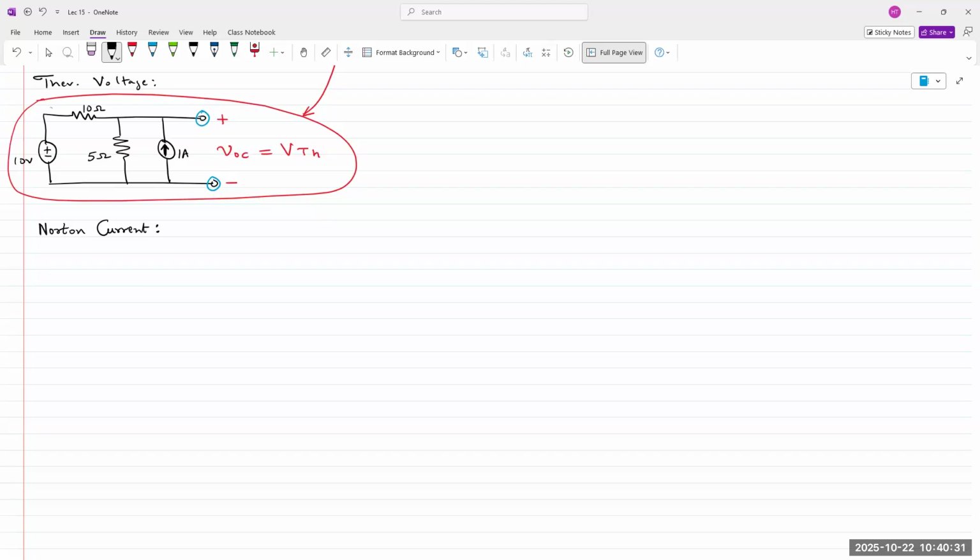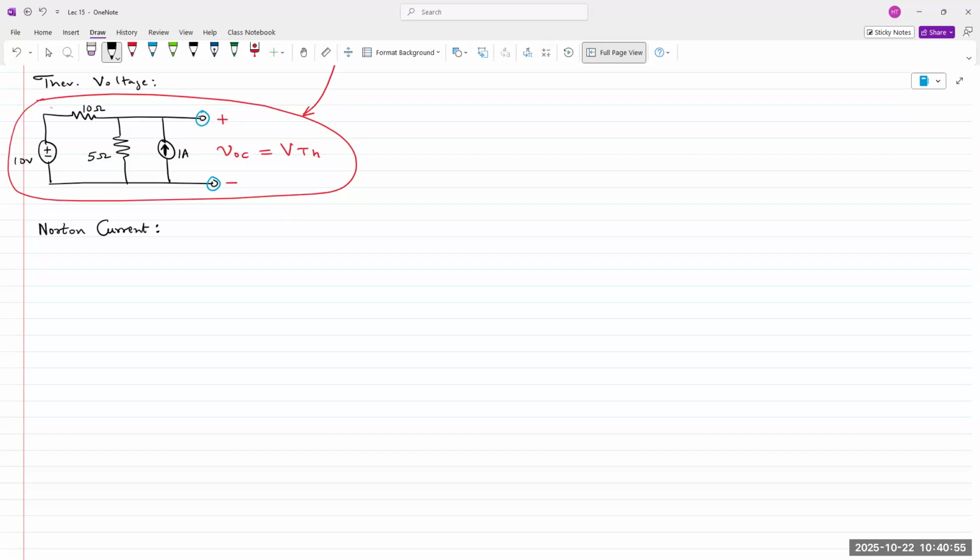Essentially, yes, because they're in parallel. So those terminals of analysis or terminals of interest are in parallel with the 1 amp current source and the 5 ohm resistor. So you find the voltage across the 5 ohm resistor, and we'd have our Thevenin voltage. You had a question? Okay.